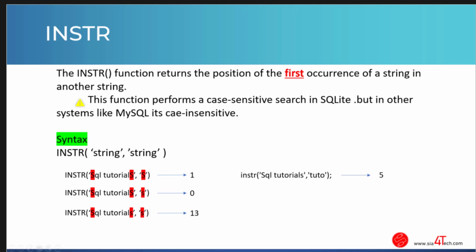As you see in the first example, we have a capital S. When we are using the INSTR function, it returns number 1 because the first letter in this string is a capital S. In the second example, because we have a small s, it returns 0. It cannot find these two capital S's because it is case sensitive. Also, you can use the INSTR function to find a word inside a string like this example.